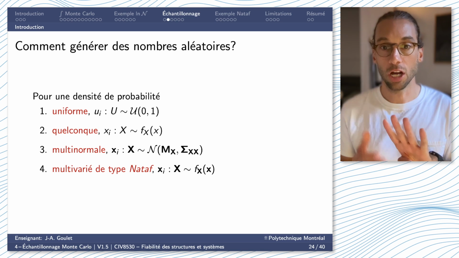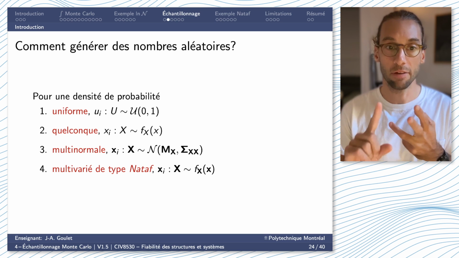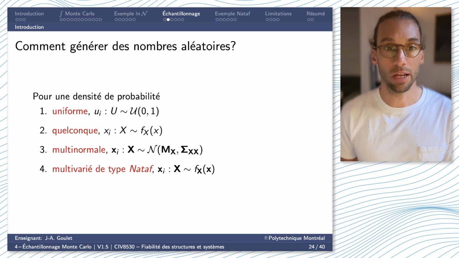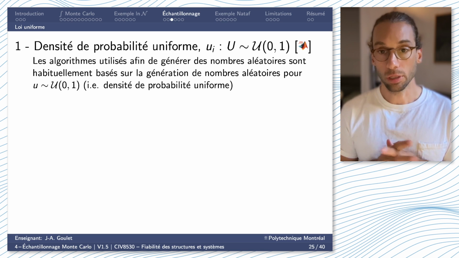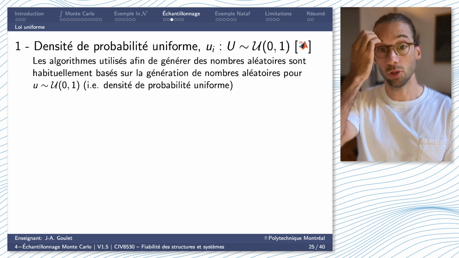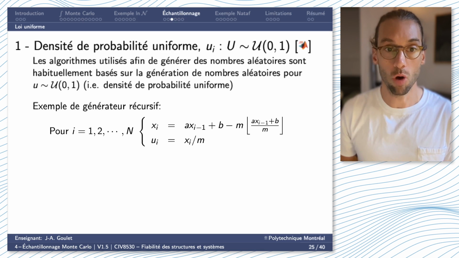So the 4 cases we're going to cover first are the uniform PDF, any marginal PDF, the joint normal, and, as I said, joint Nataf random samples. Every random sampler starts from samples of a uniform distribution, something that is equally distributed in the range 0, 1.